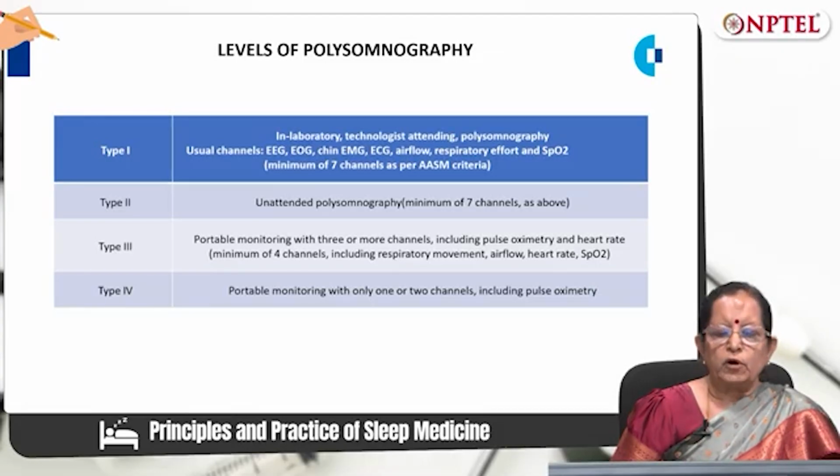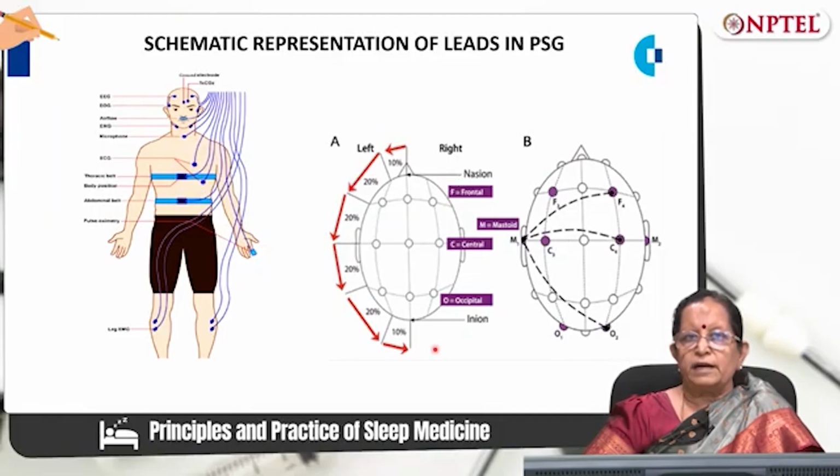Type 3 is portable monitoring with 3 or more channels including pulse oximetry and heart rate. Minimum of 4 channels including respiratory movement, airflow and SpO2. Type 4 is portable monitoring with only 1 or 2 channels including pulse oximetry. This is a schematic representation of leads in PSG.